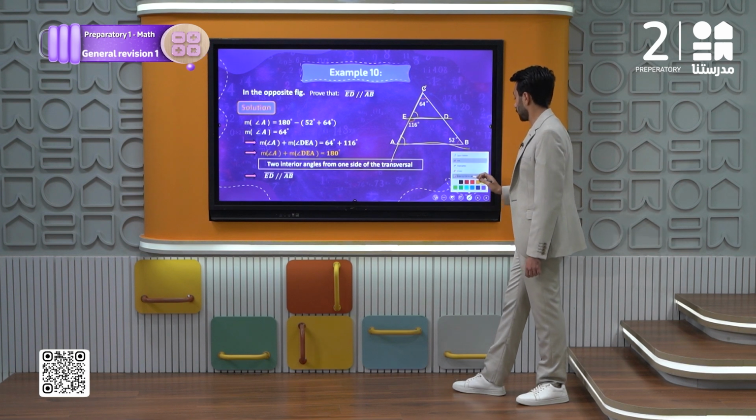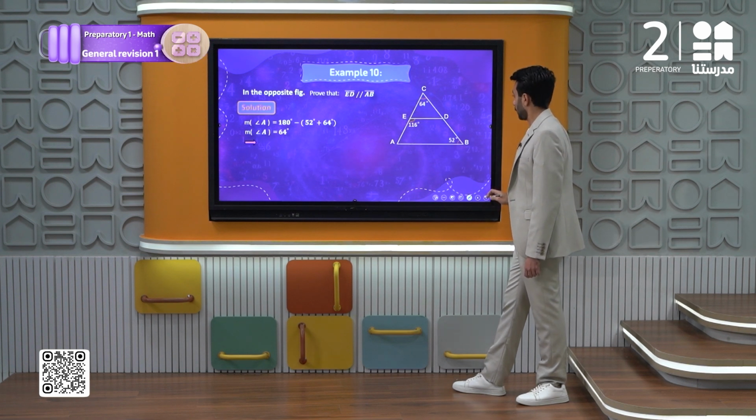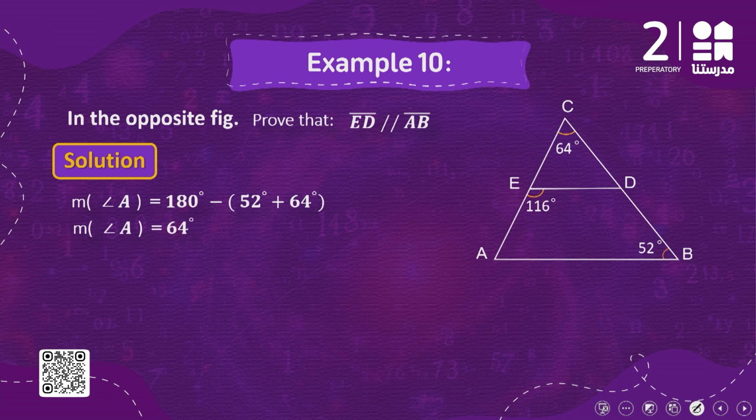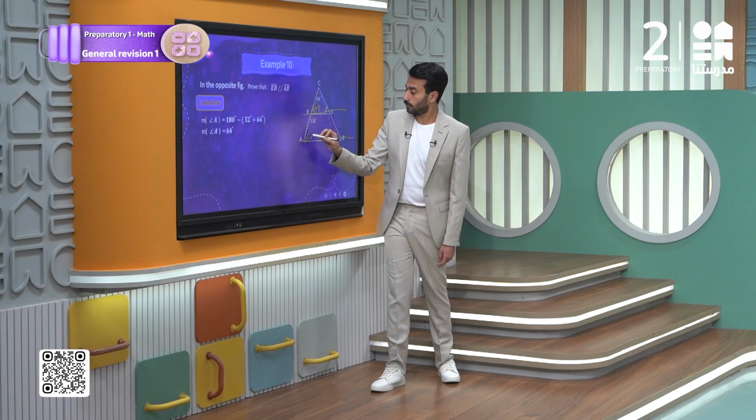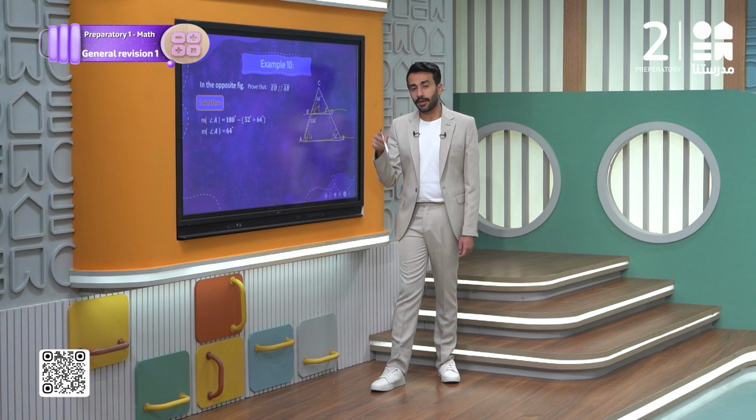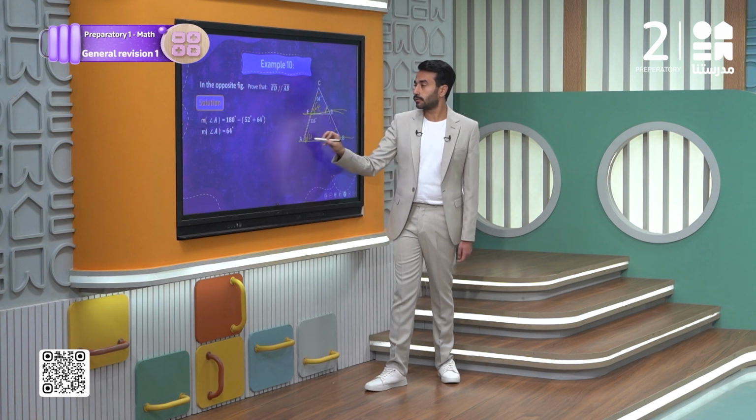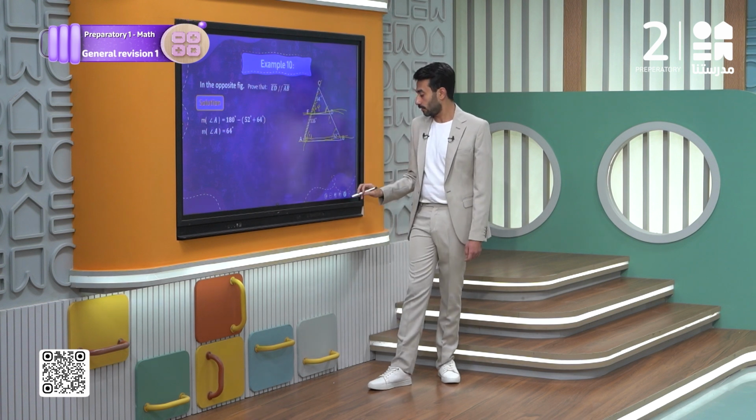So again, step by step. We found that this one is 64. If you need to check that this line is parallel to this line, you need this angle being here or this one here. We can't find this one because this is unknown. So let's go to this one. 180 minus 116, this is 64, which is equal to this one. Two equal angles, so two parallel lines, as we said, and this is called transversal.